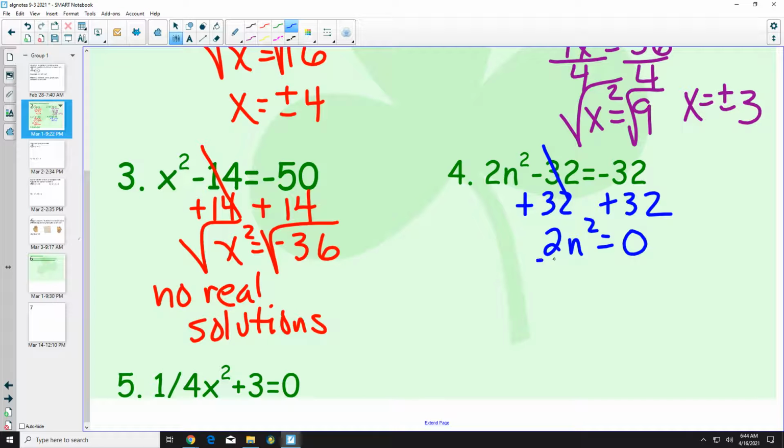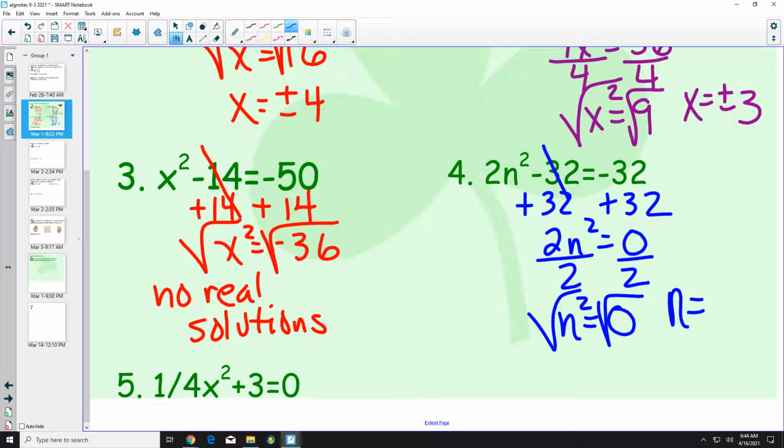We have a 2x squared, so now we need to divide by 2 to get x squared by itself. We'll have x squared equals 0. Once we get there, we take the square root of both sides. What's the square root of 0? 0, right? So there's one solution. It's x equals 0.